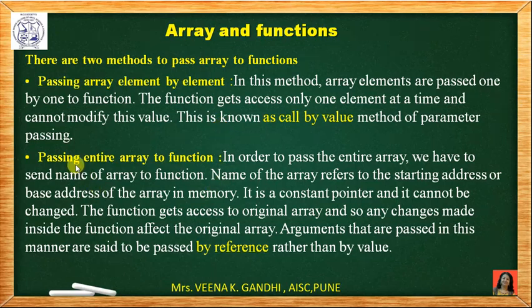Now when we pass the entire array to a function, in that case we send the name of the array to the function, and the name of the array refers to the base address or starting address of the array in memory. The name of the array is a constant pointer. It cannot be changed. Now when the function gets access to the original array, then any changes made inside the function are also reflected in the original array. So when we pass the entire array to a function, it is known as the call by reference parameter passing method.